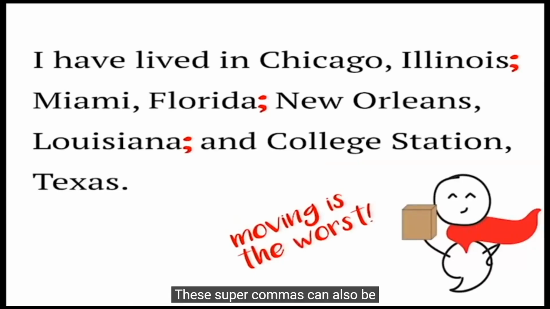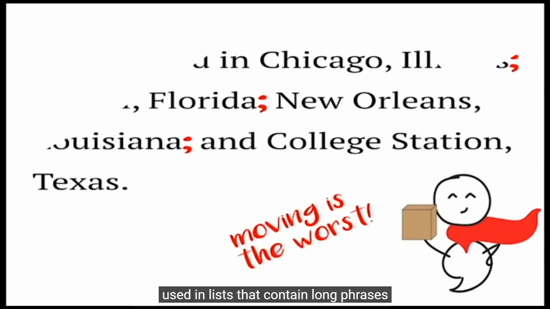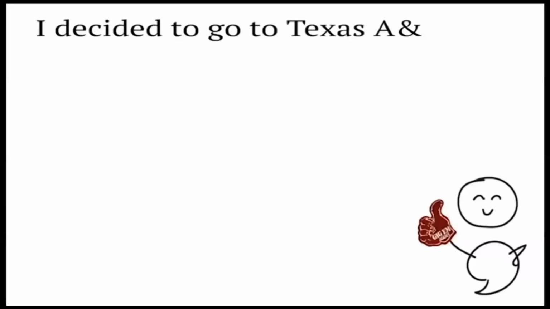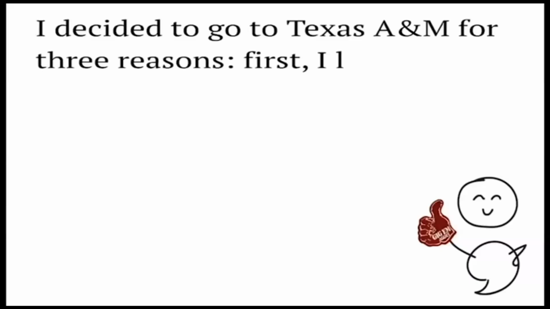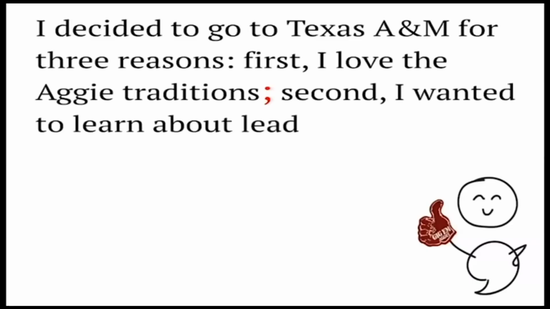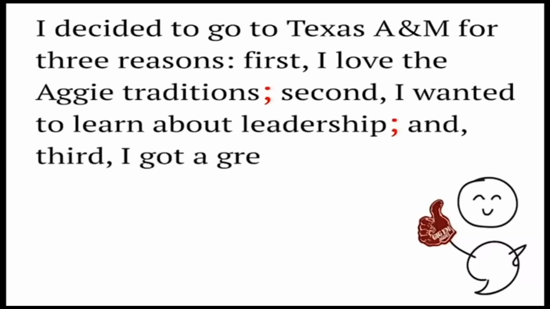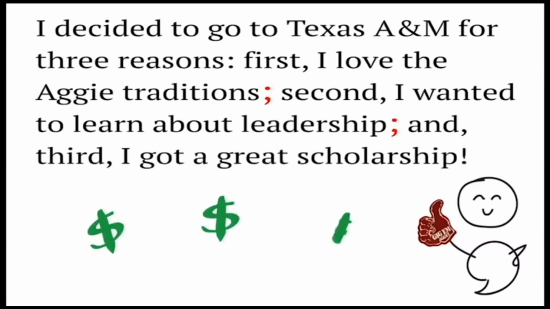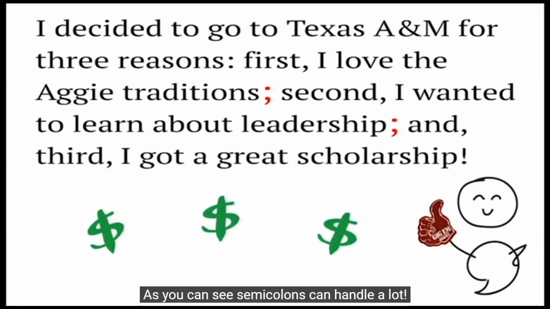So we use semicolons. Here, semicolons are more like super commas that provide even more separation than a regular comma. These super commas can also be used in lists that contain long phrases or complete sentences, such as, I decided to go to Texas A&M for 3 reasons. First, I love the Aggie traditions; second, I wanted to learn about leadership; and third, I got a great scholarship.